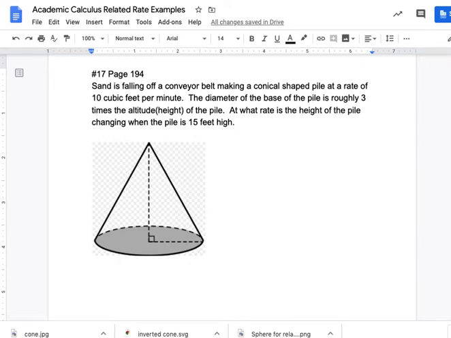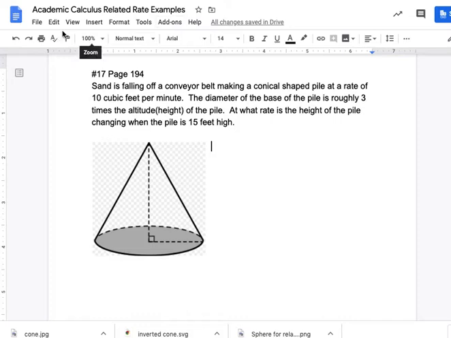Okay, the next common example of a related rate problem, very common in almost every calculus textbook printed, is the problem of sand falling off a conveyor belt, forming a cone-shaped pile. They give us a rate of 10 cubic feet per minute. They tell us the diameter of the base of the pile is roughly 3 times the altitude, or the height, of the pile. At what rate is the height of the pile changing when the pile is 15 feet high?